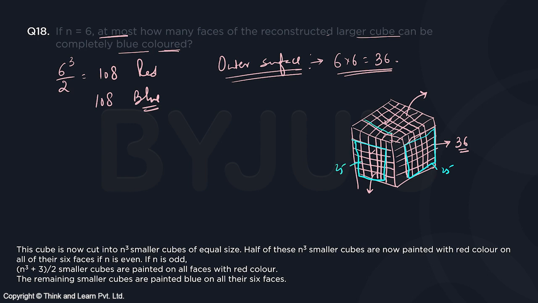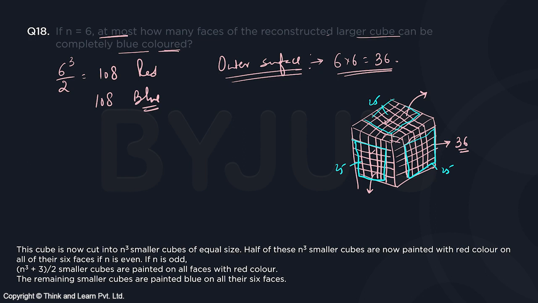Similarly, 25 surfaces are here as well. What about the other surfaces? Now, these are 75 surfaces. These 75 surfaces, of course, I can put a blue cube and I can get these 75. But after these 75, some more blue cubes are remaining with me.